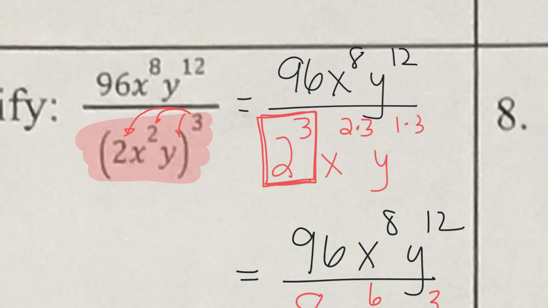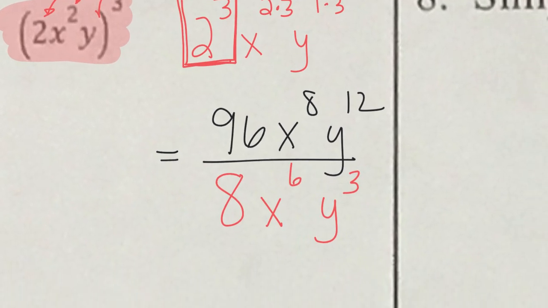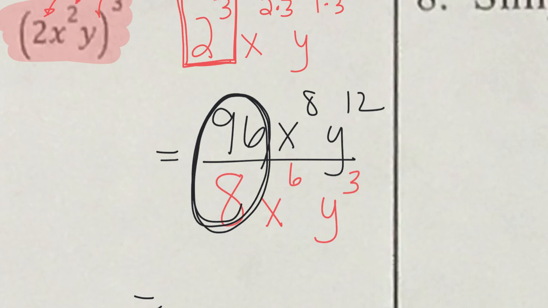2 times 3 is 6. 1 times 3 is 3. So now maybe we should get out our calculator so we can do, what is 96 divided by 8? 96 divided by 8 is 12. Right? 8 goes into 9 one time with the remainder of 1, so 1, 6. 8 goes into 16 12 times.